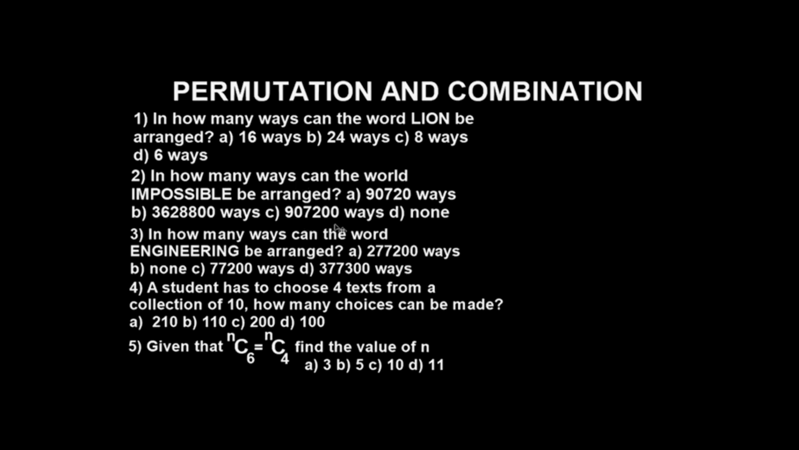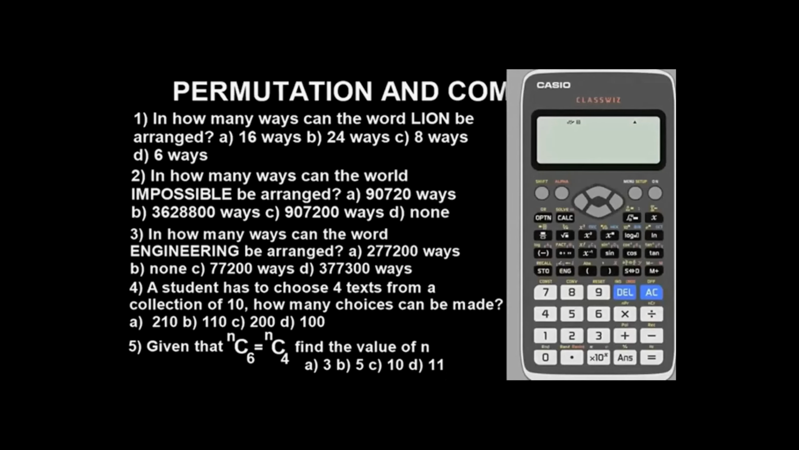Alright, very simple questions with the calculator. Question 3, in how many ways can the word engineer be arranged? Still simple, the calculator. Question 4, a student has to choose 4 tests from a collection of 10. How many choices can be made? Okay, still simple, the calculator. And lastly, given that nCr equals nC4, find the value of n. Alright guys, very simple questions with the calculator. Let's get the calculator now and get into the details of this video.